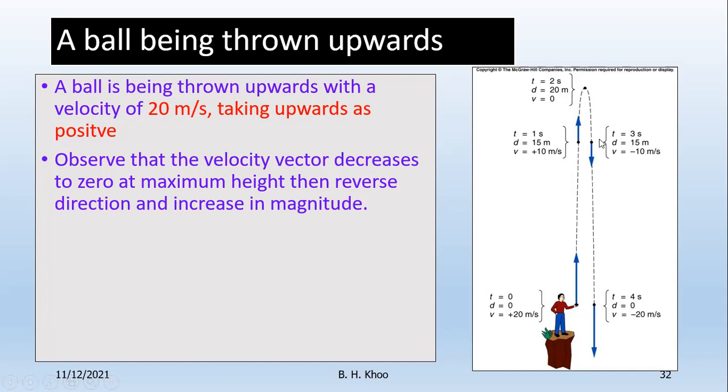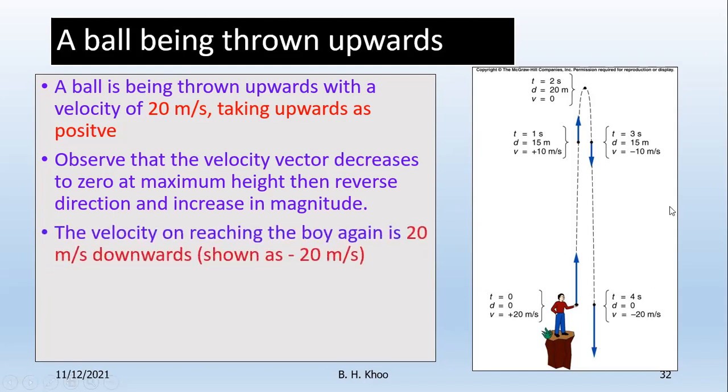At the same height, we have the same speed, except we put a negative sign because velocity is a vector and is downwards. We chose upwards as positive, so downwards becomes negative. So when it reaches the hand again, at 0 displacement, the speed must be 20, but because it has a direction downwards, we put a negative sign there. We put the negative to show its velocity is downwards.